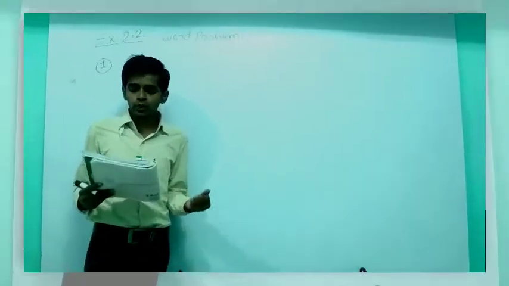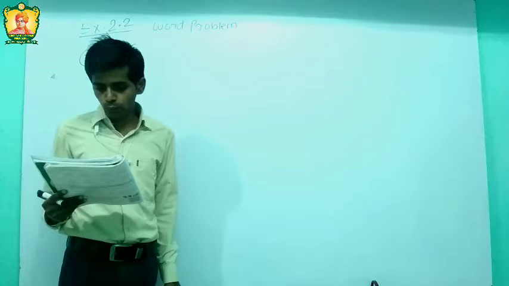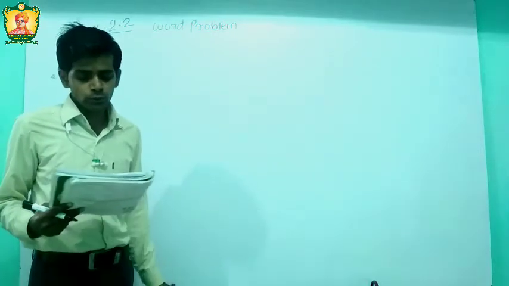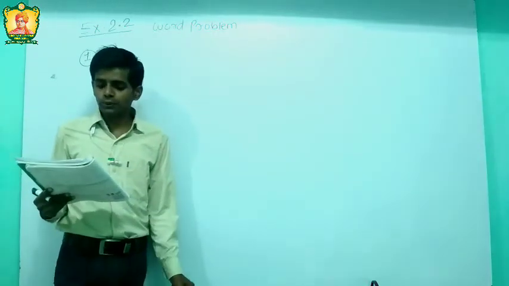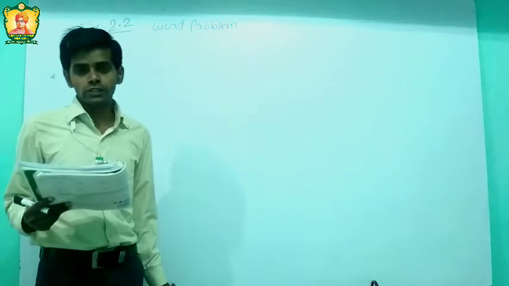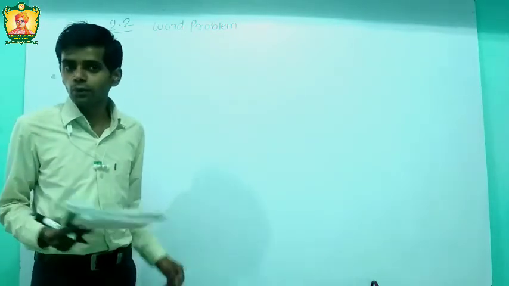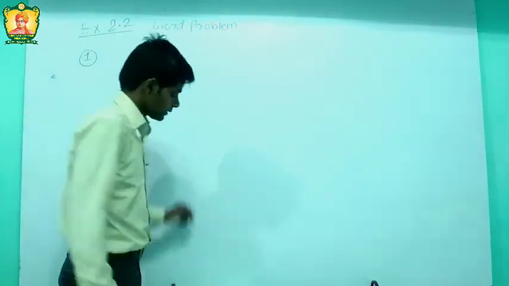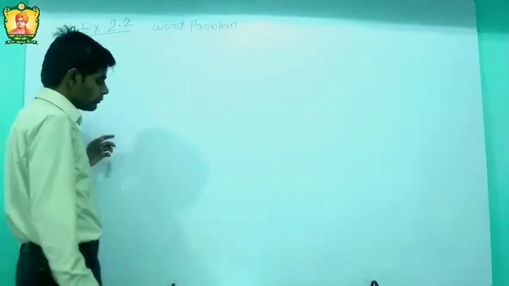So let's solve the word problem which is given on page number 31. That is exercise 2.2. There are 4 questions. Out of 4 questions, I am solving 2 questions. And the rest of the 2 questions are homework for you. Okay. So let's solve the first question.